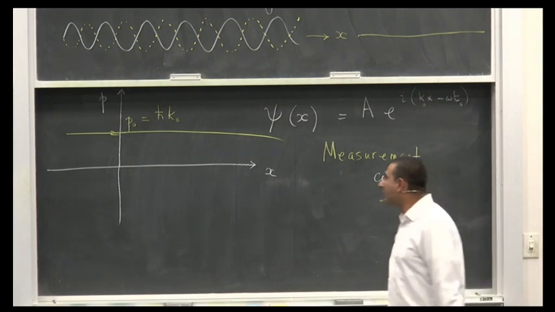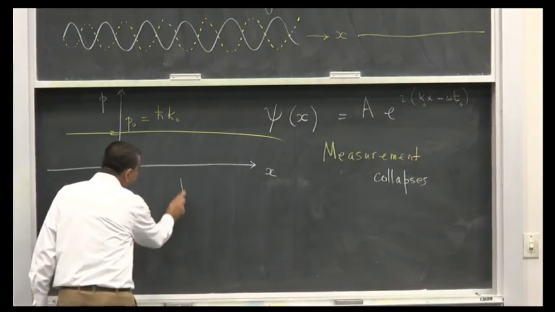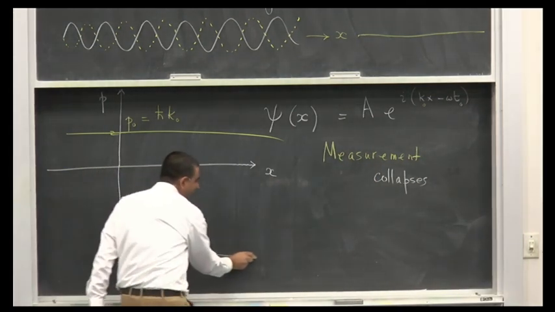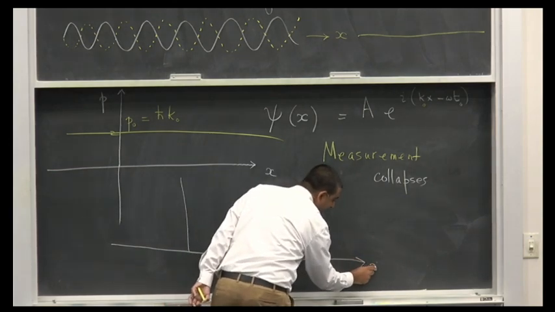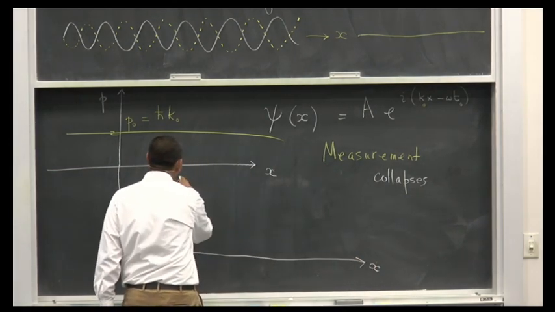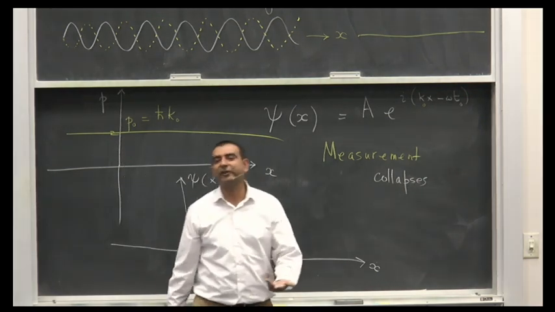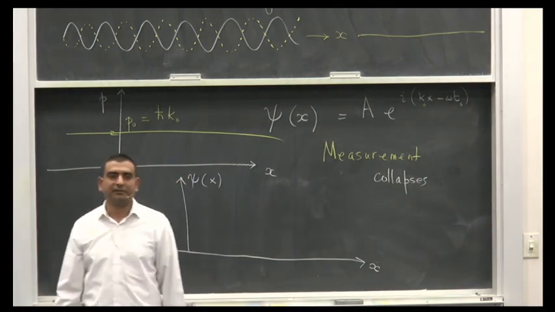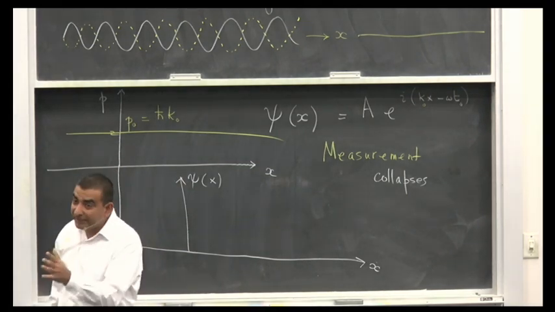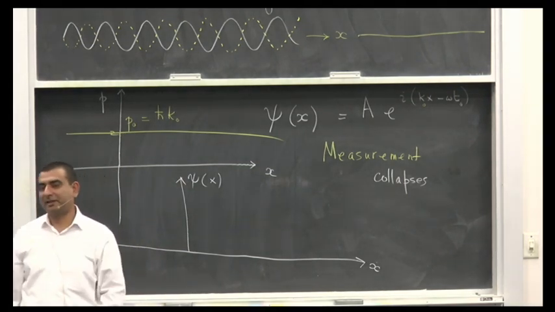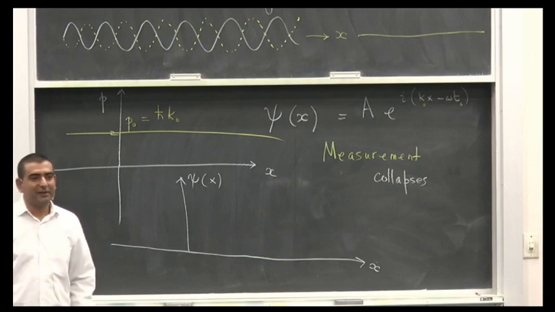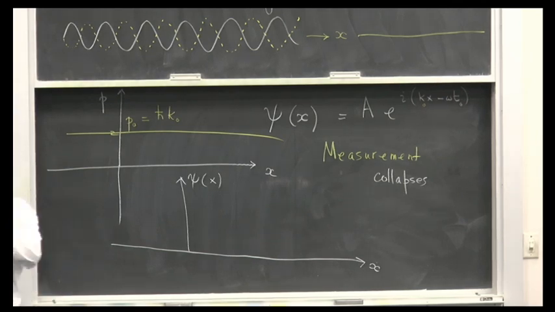Okay? Now, at the instance you do a measurement, now this is an axiom of quantum mechanics. This is axiomatic. Axiomatic means this is how nature works. This is how quantum mechanics works, how quantum mechanics describes nature. You have this particle whose wave function is ubiquitous, it's everywhere. The wave function is everywhere.